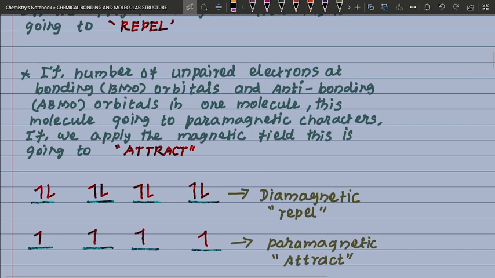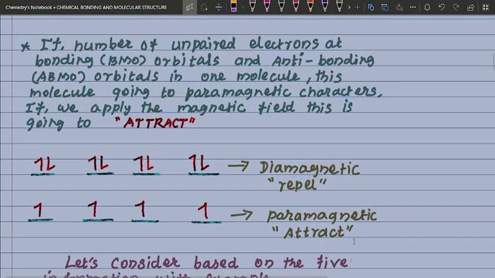Next, if there are unpaired electrons in the bonding BMO orbitals and anti-bonding ABMO orbitals in one molecule, this molecule is going to have paramagnetic character. If we apply the magnetic field, it is going to attract. See below.